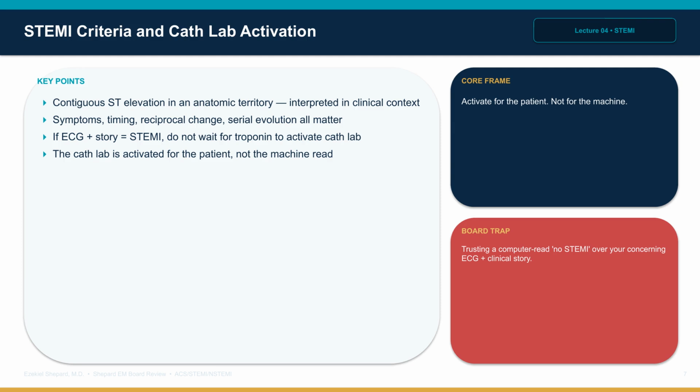Also, do not be trapped by the computer interpretation. The computer can miss posterior MI, subtle high lateral occlusion, De Winter, Wellens, and modified Sgarbossa patterns. The cath lab is activated for the patient, not for the machine read.